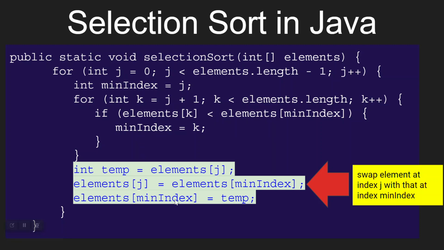Elements at min index equals temp. So whatever was originally at that position j gets put back in for elements at min index. So this is what performs the swap.